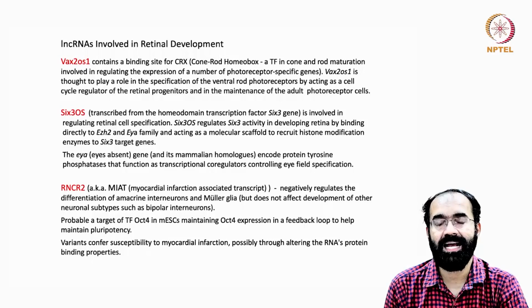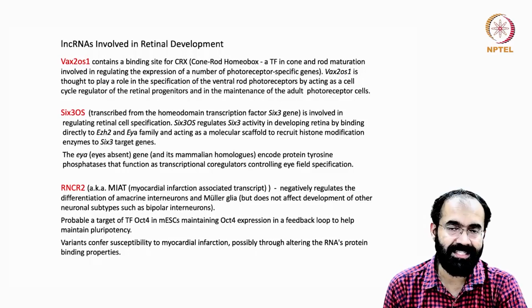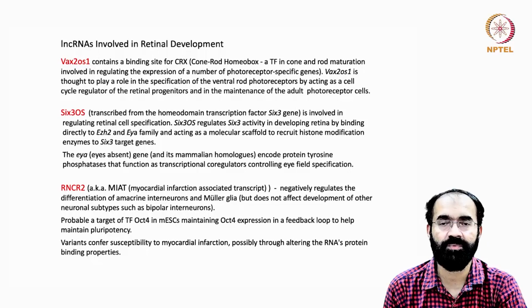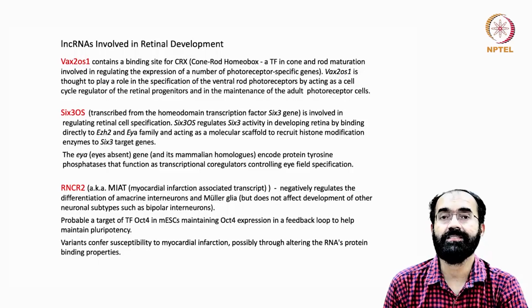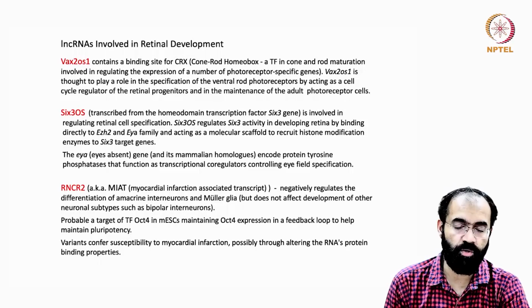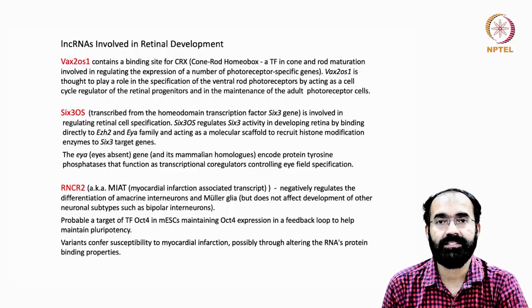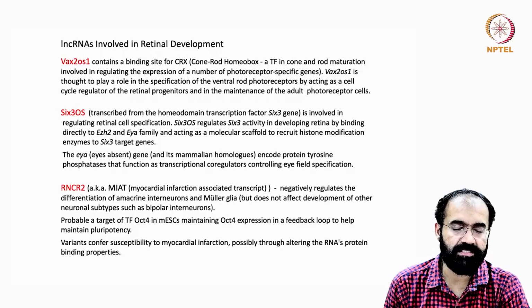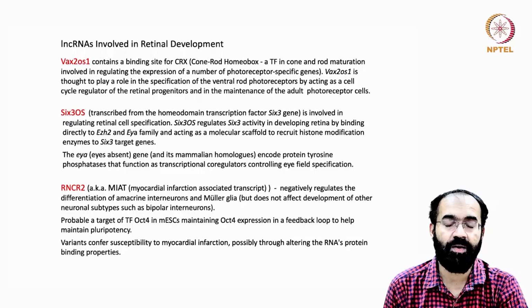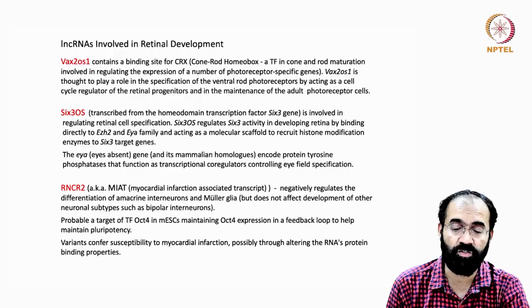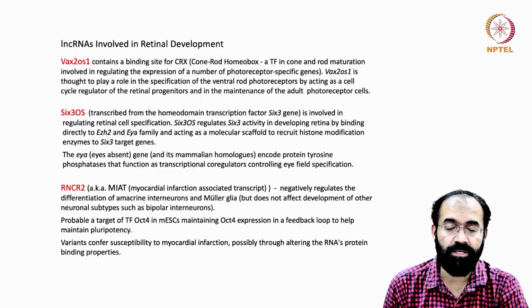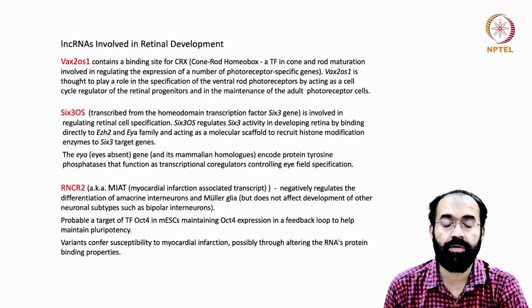If pluripotency has to be maintained, a lot of genes have to come into the picture. OCT4 is one of the pluripotency factors. So it's a target of the transcription factor OCT4, and this is important for the maintenance of the pluripotency. Genes can also have lots of variants. So the variants confer susceptibility to myocardial infarction. That's why the gene has got another name, MIAT, myocardial infarction associated transcript, possibly through altering RNA's protein binding properties.